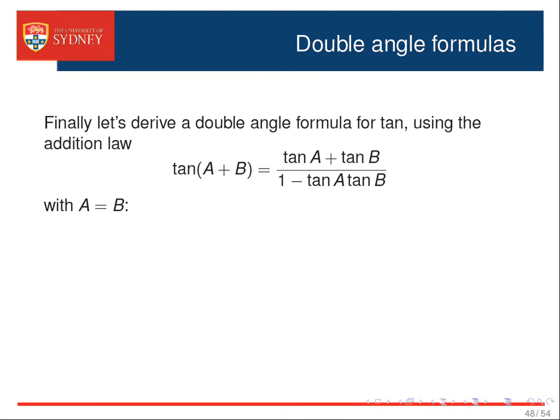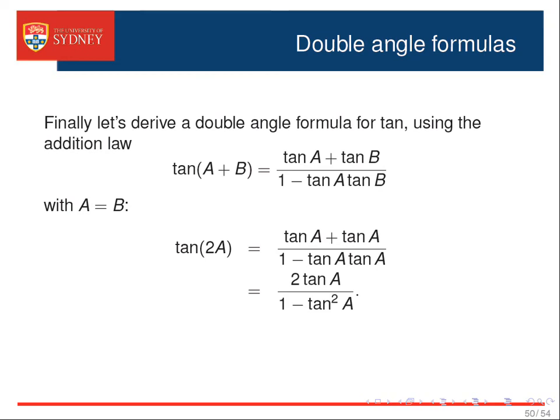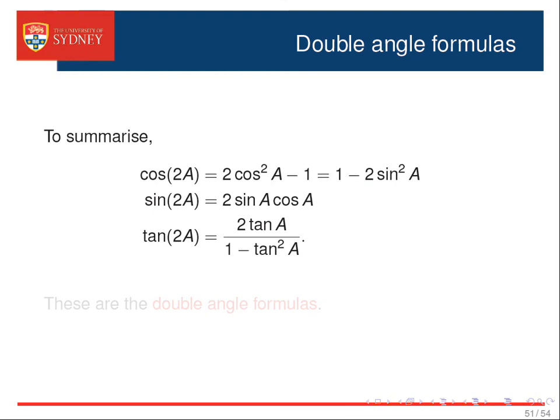And finally, let's find a double angle formula for tan. Using the addition formula that I've got written here for tan with a equals b, we see that tan 2a is 2 tan a on 1 minus tan squared a. Here are the double angle formulas then, as we've just worked out.